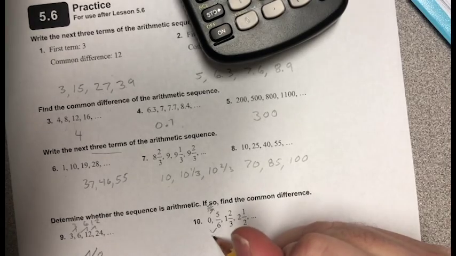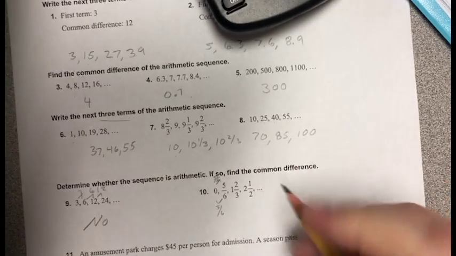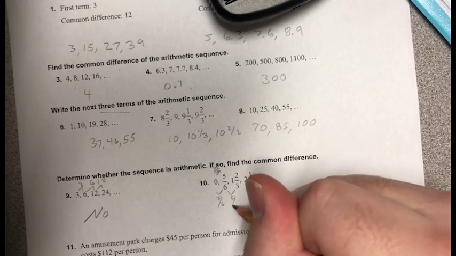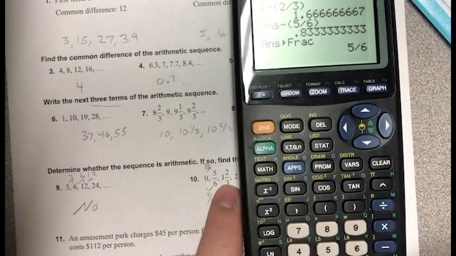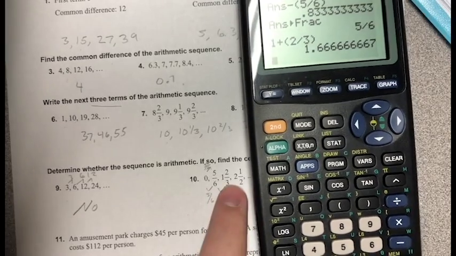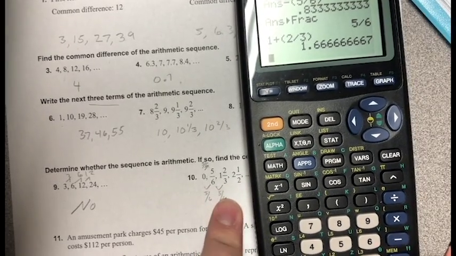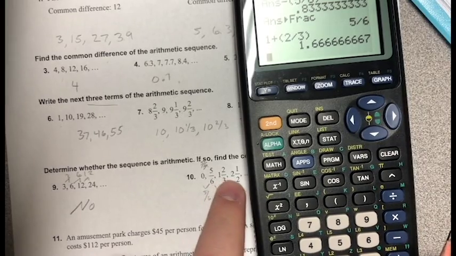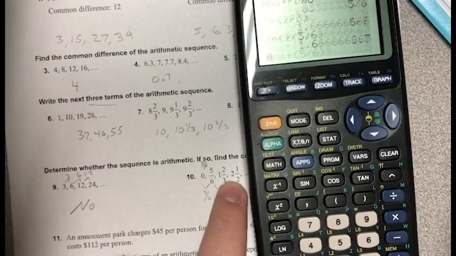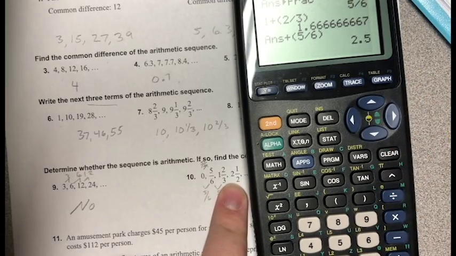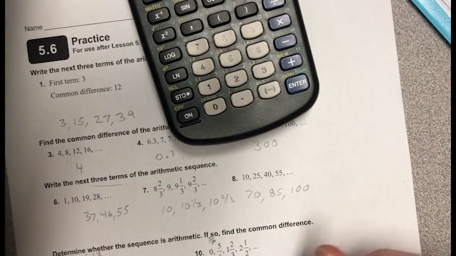So right now I have a difference of 5/6 between the first and second term, and the same thing with the second and third. Let's see if that works again. So what I'm going to do is I'm going to go 1 plus 2/3 and have that in my calculator. And now this time I'm going to add 5/6. And if this is indeed my common difference, it should equal up to 2.5. So I want to add 5/6 by putting it in as a fraction, in parentheses. I hit enter, and I get 2.5. Well, 2.5 is indeed 2.5. So my common difference for this is 5/6.